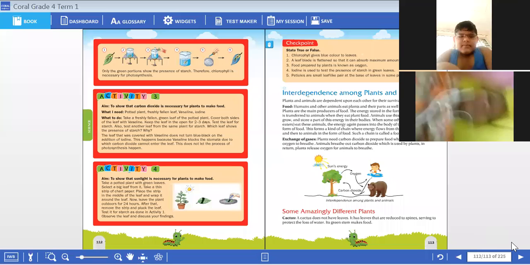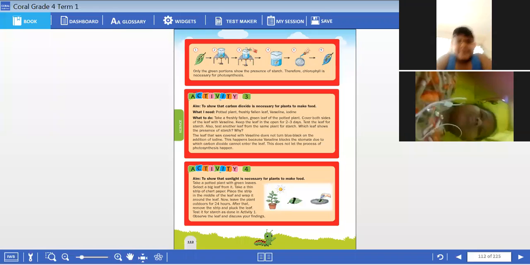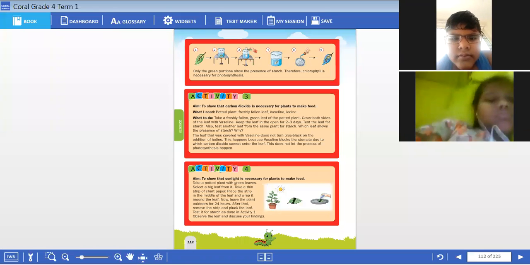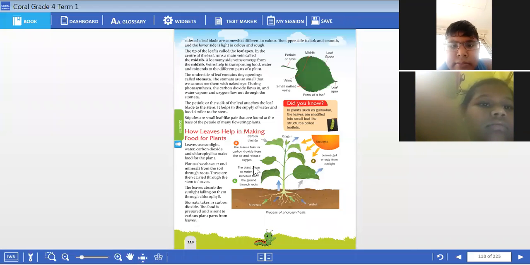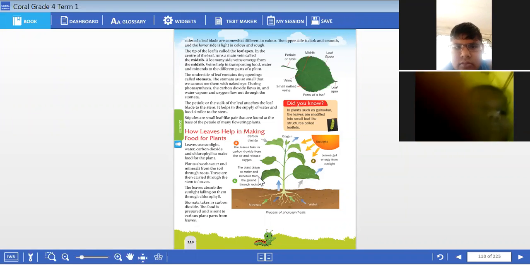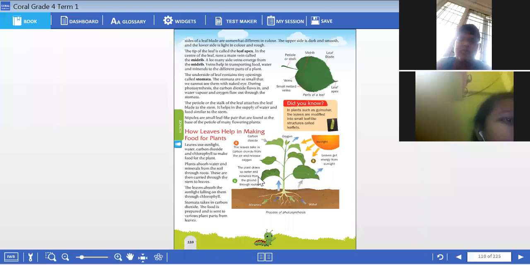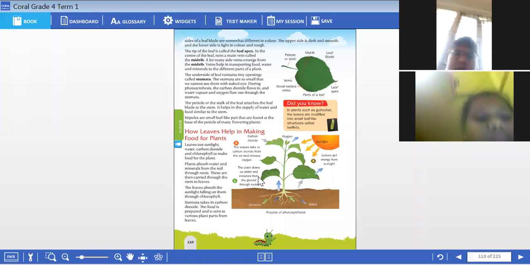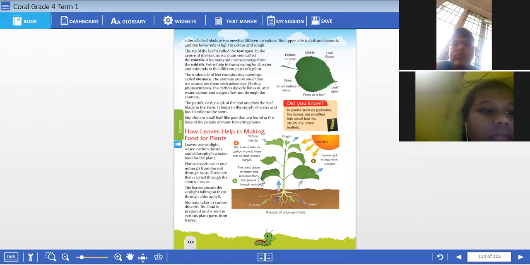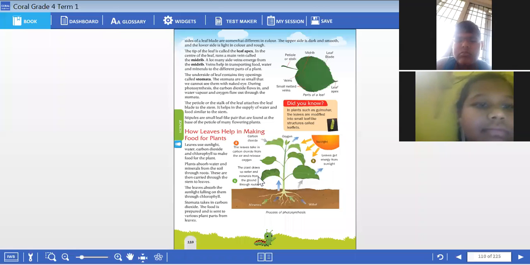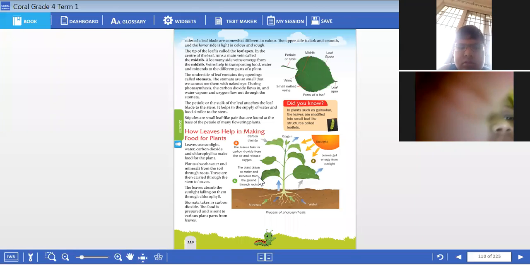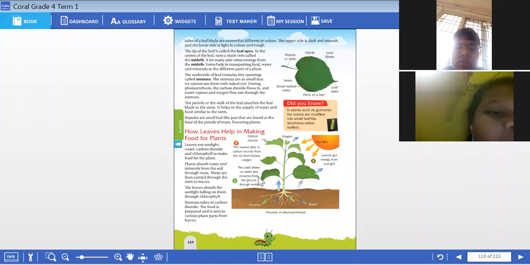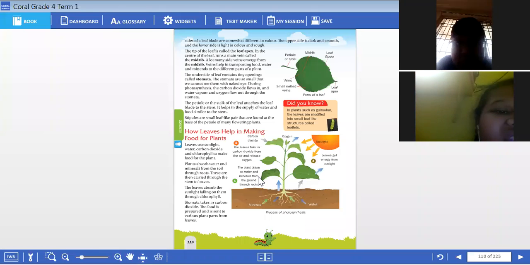Okay. Let's begin the class. Let's begin the class, children. Yesterday, we came to know about how the plant prepares food. We saw a PPT also. With the help of 4 elements, the plant prepares its food. Those elements are water, sunlight, carbon dioxide, and chlorophyll. These are the 4 elements. This is a repetition of yesterday's class, children.